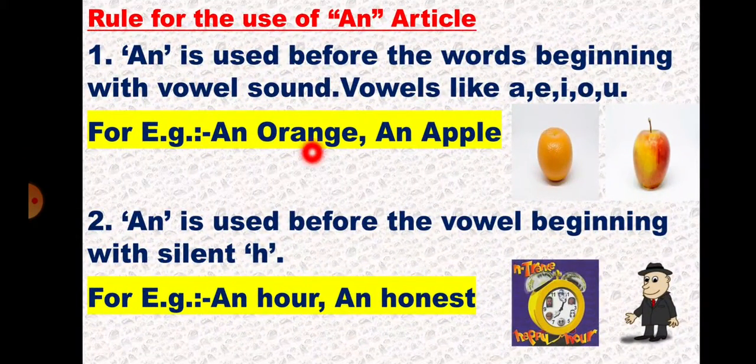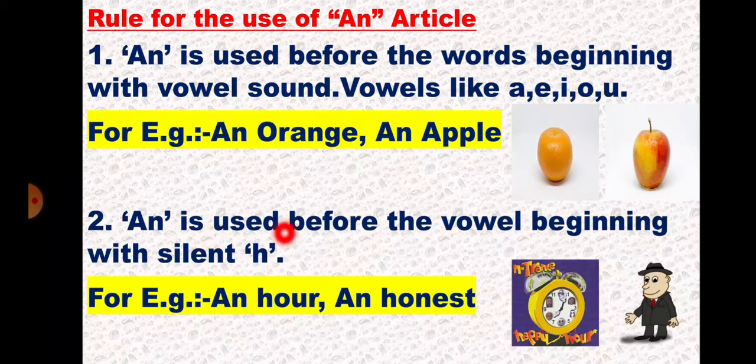Rule for the use of article an. When we are using an, it is used before words beginning with a vowel sound. Vowels like a, e, i, o, u. For example, an orange. So here the word starts with the vowel o. So before that we are using article an. An apple. Again the word starts with the vowel a. So before that also we are using article an.